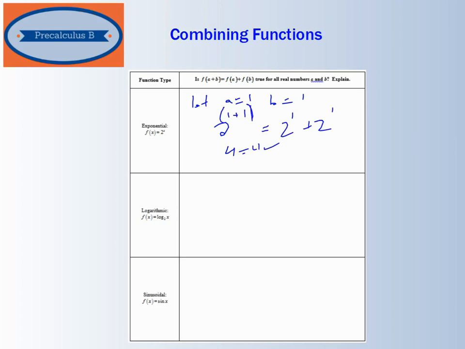For logarithmic, we end up finding something very similar. We can make it work for some values. For example, if a and b are both 2, it works out. But for other numbers, if I had 1 and 2, it does not work. But the one that we really want to focus on, once again, it's the same, right? Works for some, not all, is sinusoidal.